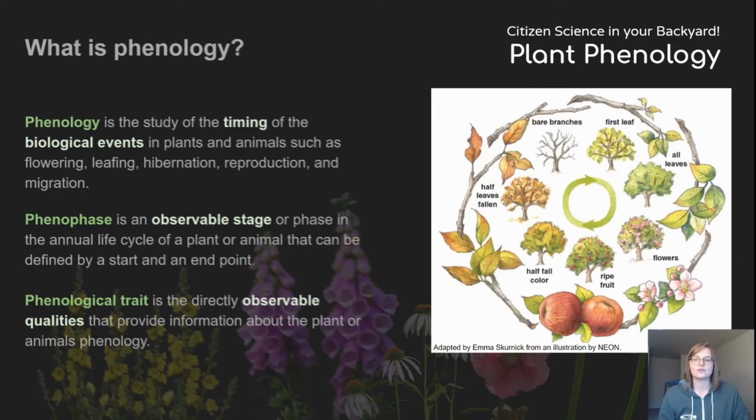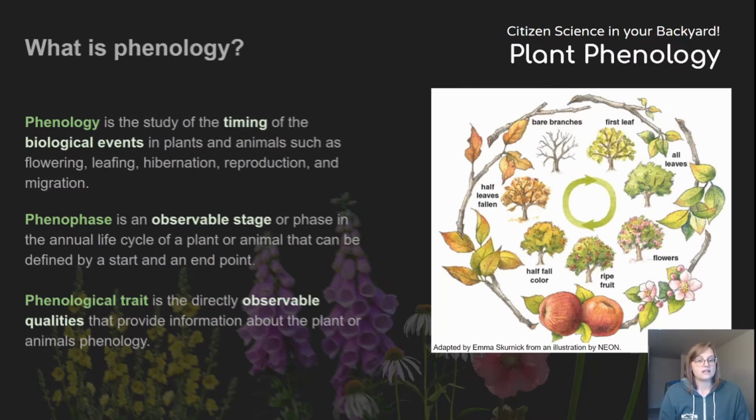First, I'll go over some terminology. So, phenology, pheno meaning to show or to appear, and ology being the study of. Phenology is the study of the timing of the biological events in plants and animals, such as flowering or leafing in plants, or hibernation and migration in animals, and reproduction in both plants and animals.